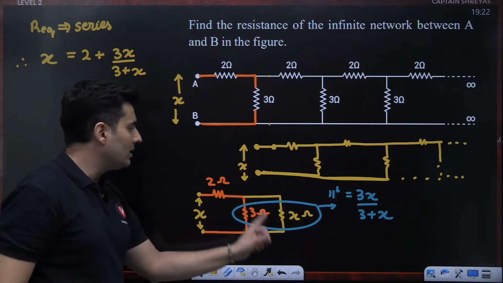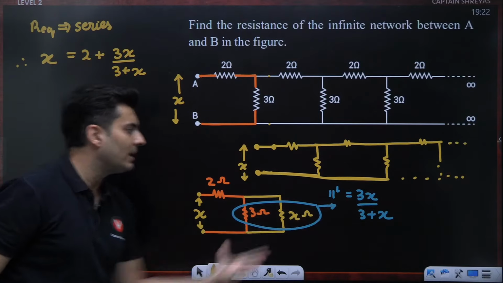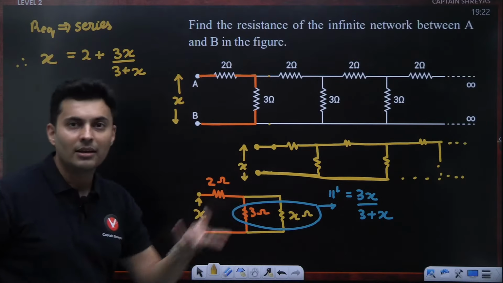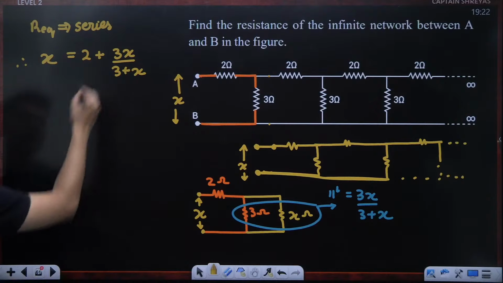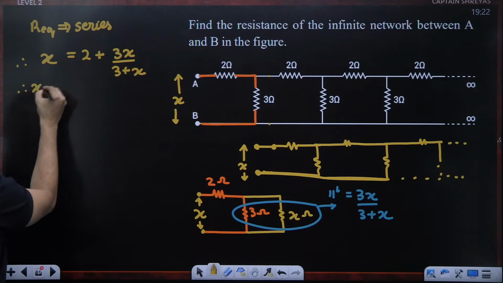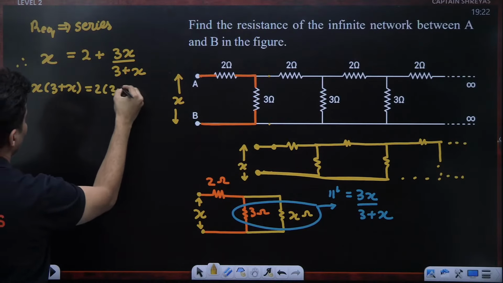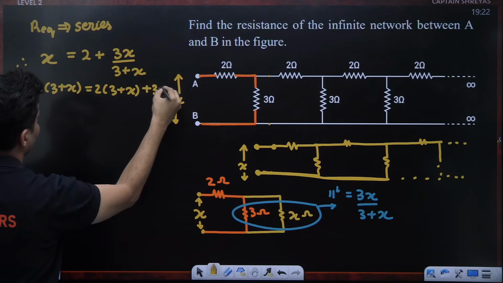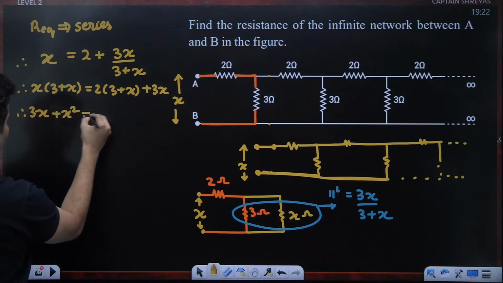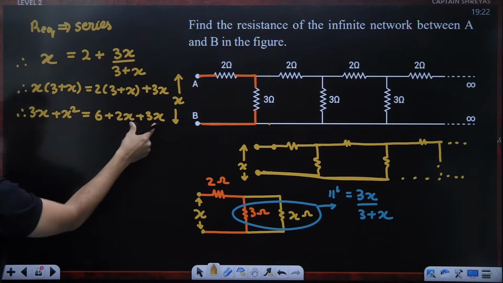The equivalent of these two, which are in series, will be R1 plus R2. R2 is 3x by 3 plus x. And this whole thing is also x only. Wow. So just have to play with this now. So guys, what will happen? Multiply by 3 plus x on both sides. So x into 3 plus x is equal to 2 into 3 plus x plus 3x over here. So this will become 3x plus x square is equal to 6 plus 2x plus 3x.